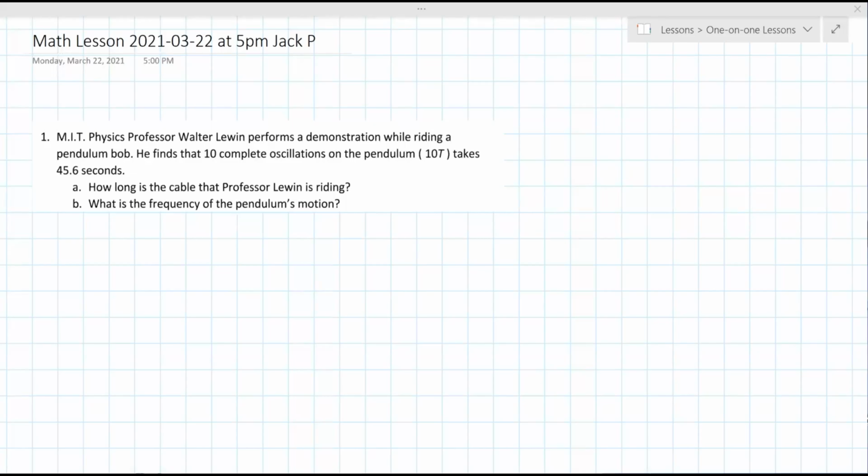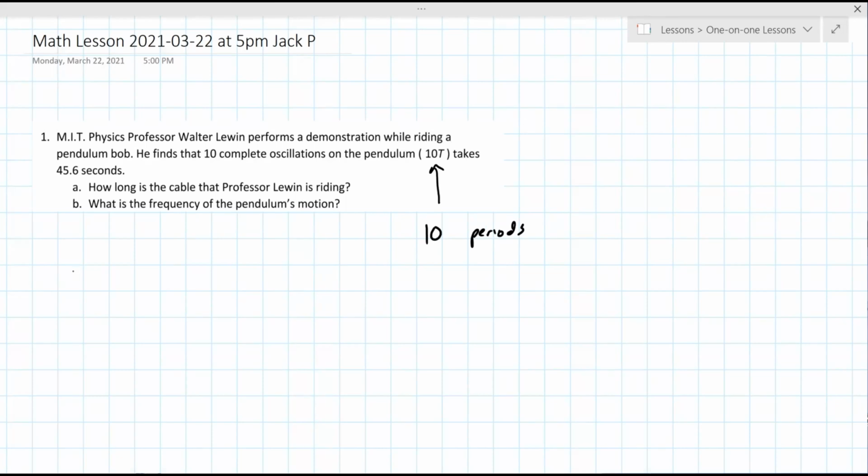So it says here 10 complete oscillations. That's 10T, I believe the instructor's meaning 10 periods. It takes 45.6 seconds. So we can figure out the frequency if we want. First thing he asks here is how long is the cable that the professor is writing? Okay.